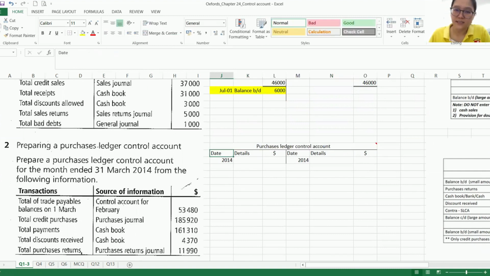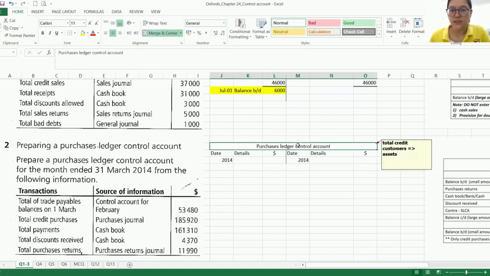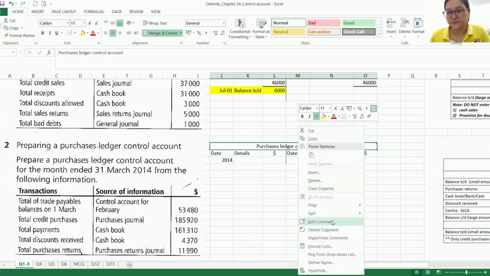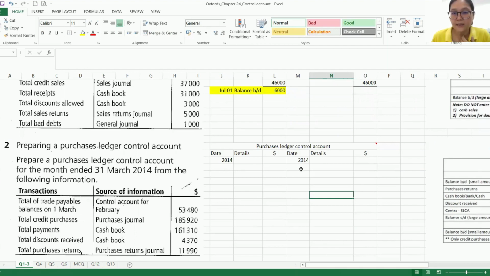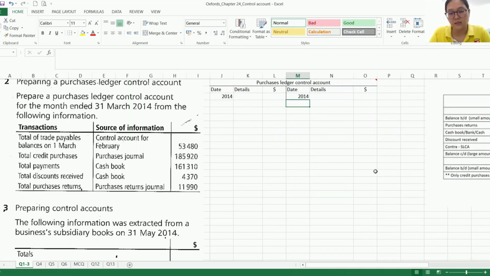The purchases ledger control account is to record the total credit suppliers. For suppliers, we are owing money, so this is a liability to the business. That liability balance brought down is on the credit side. So the balance on March 1st is 53,480. This is the amount that we have.